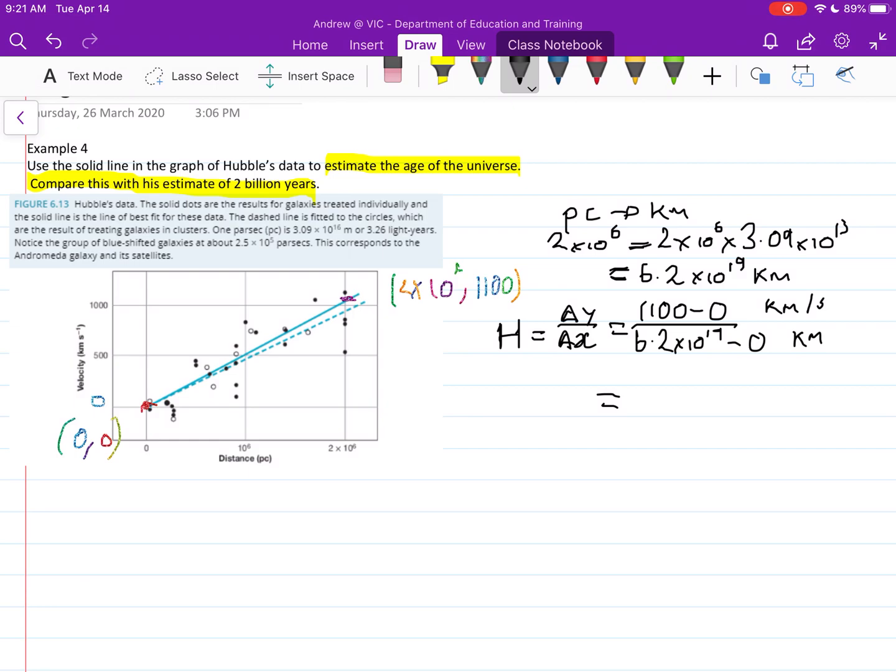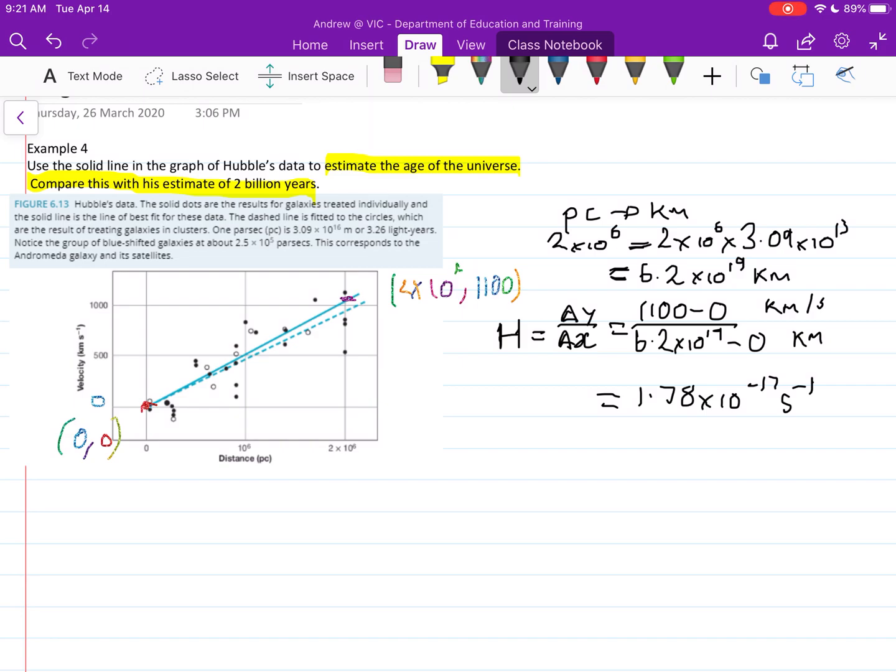So this here is 1.78 by 10 to the negative 17 per second. Okay, that's what the S negative one is, just the per second. That's our units. Okay, so now it says we need to estimate the age of the universe.